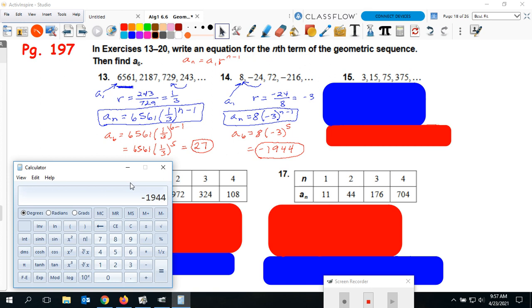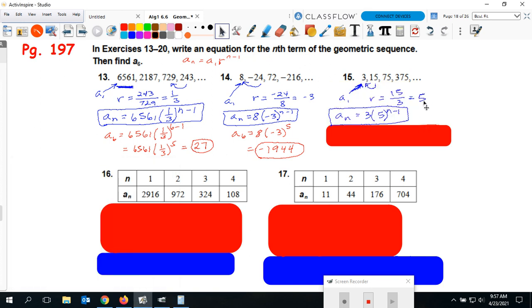Alright, so hopefully you've got number 15 finished. Obviously your first term is 3, and your common ratio is 5, because you're multiplying by 5 every time. So you should have written down a of n is equal to 3, that's your first term, and then in parentheses, 5 is the common ratio, with n minus 1 as the exponent.